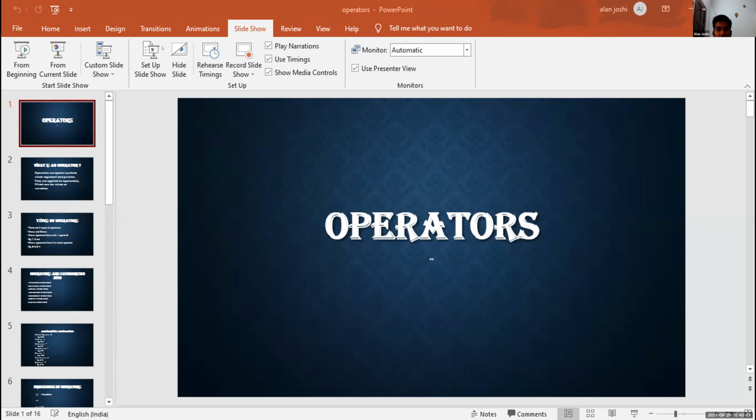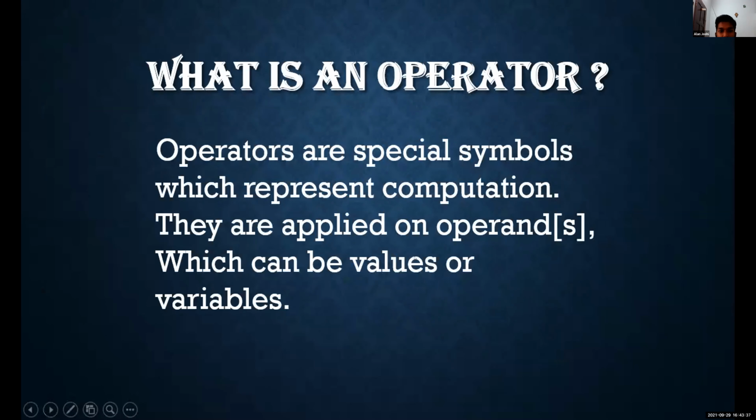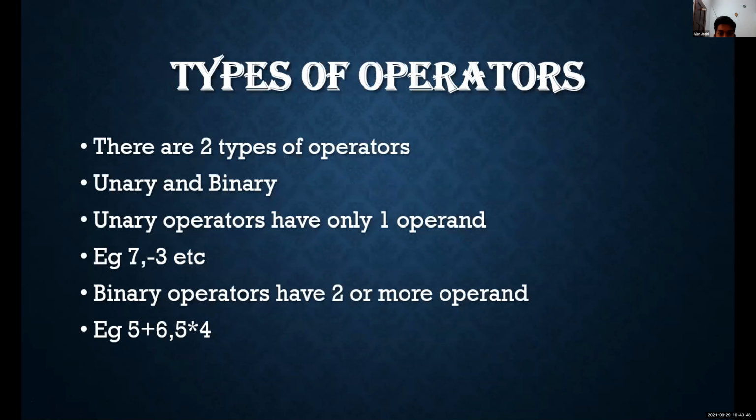Good afternoon, everyone. Myself, Alan, here to present the seminar on the topic operators. So, what is an operator? Operators are special symbols which represent computation. They are applied on operands, which can be values or variables. The next one is types of operators. There are mainly two types of operators, unary and binary. Unary operators have only one operand, for example +7 and -3. Binary operators have two or more operands, for example 5 + 6 and 5 * 4.